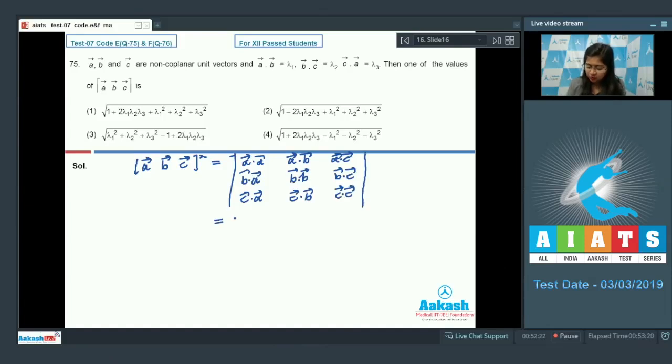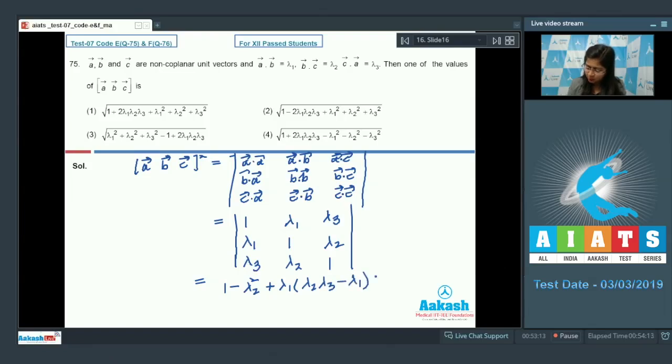Now, this determinant can be written as follows. We know that a dot a vector is equal to modulus of a vector whole square, that is 1, and a dot b is given to be equal to lambda 1. Similarly, the values are given, this will be 1 and this will be lambda 2, this will again be lambda 2 and this will be 1. Now, evaluating the determinant, it will be equal to 1 into (1 minus lambda 2 whole square) plus lambda 1 into (lambda 2 lambda 3 minus lambda 1) plus lambda 3 into (lambda 1 lambda 2 minus lambda 3).